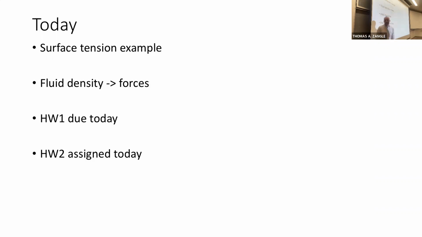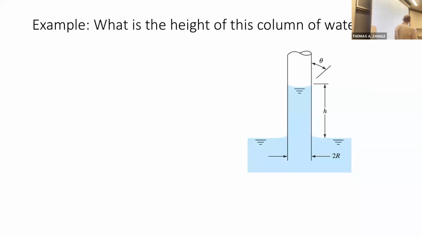Last time we introduced the concept of surface tension and surface wetting. We can use those concepts to solve this problem, where we ask, what is the height of this column of water? Let's say this is water and this could be glass. We know that glass is wetting, meaning that liquid will tend to spread out. That means we're going to get a meniscus shape like this, where the angle at the top here, theta, is the contact angle.